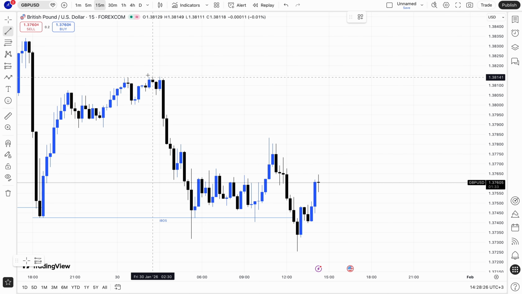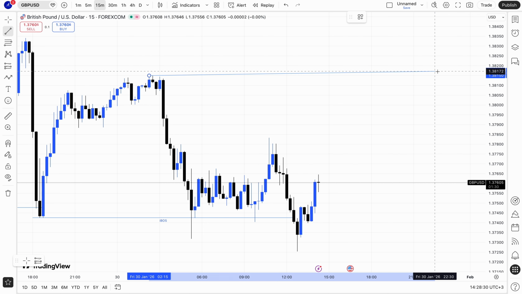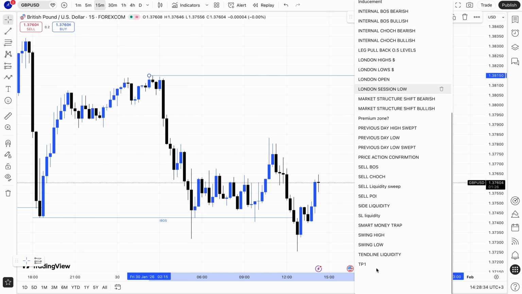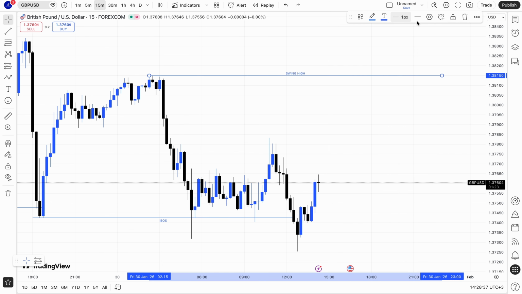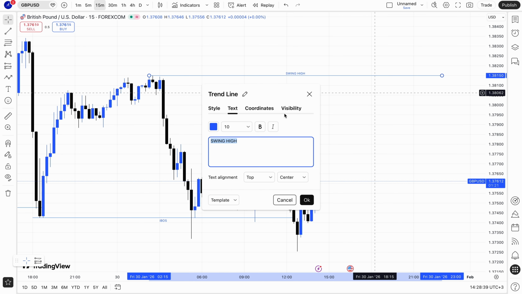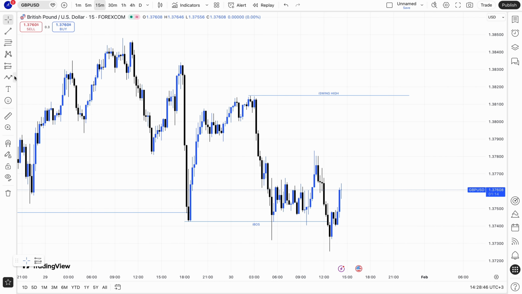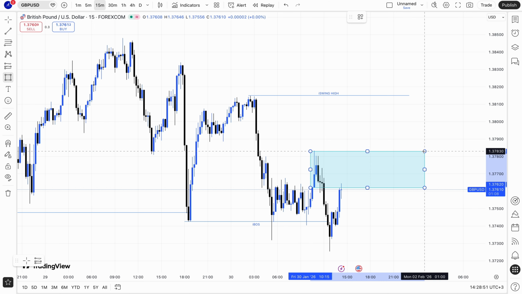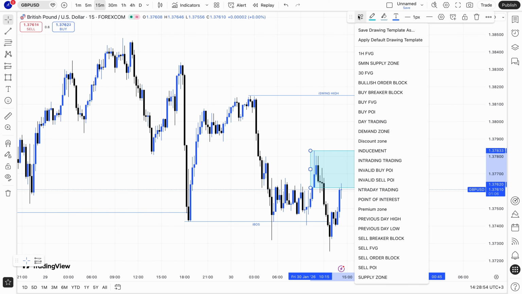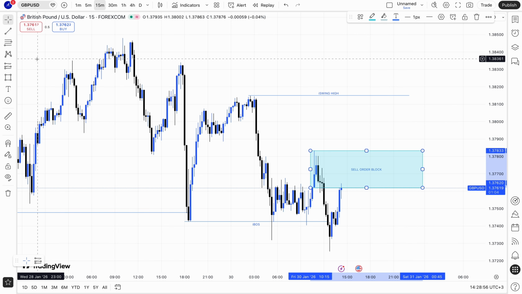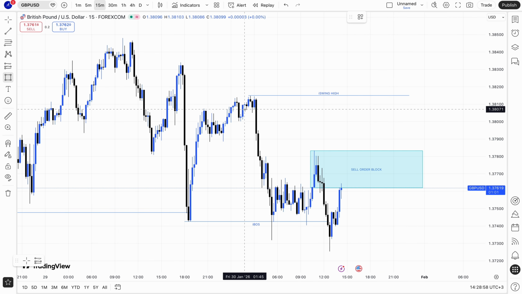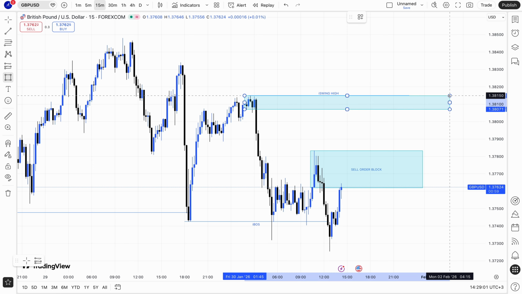Then we have our new swing high. Internal swing high, and we have our first order block, which is here, and we have our second order block.